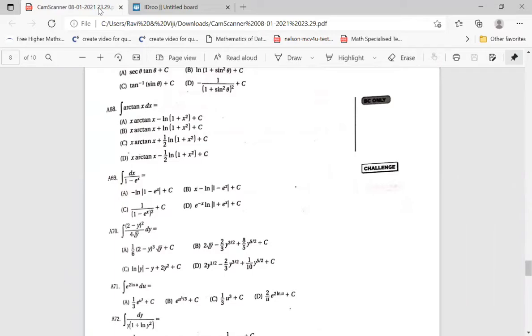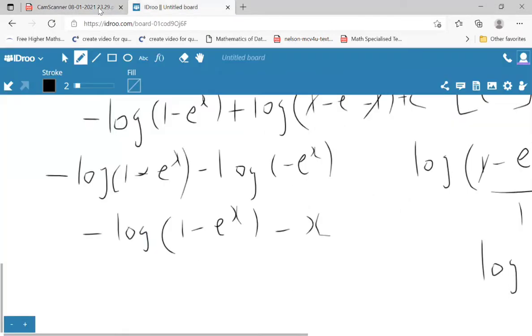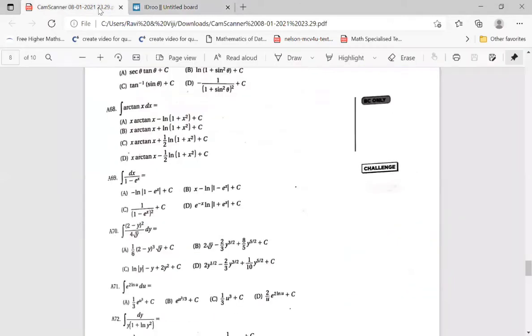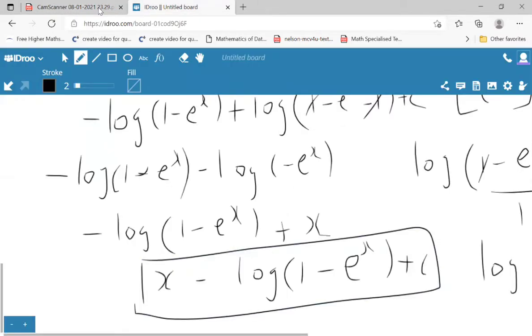You can take it as minus of minus, e to the power of x, so that becomes a plus here. So x minus log of 1 minus e to the power of x plus c is the final answer. So option B is x minus log of 1 minus e to the power of x plus c. So you can see it is a slightly tricky problem. You can do it and see.